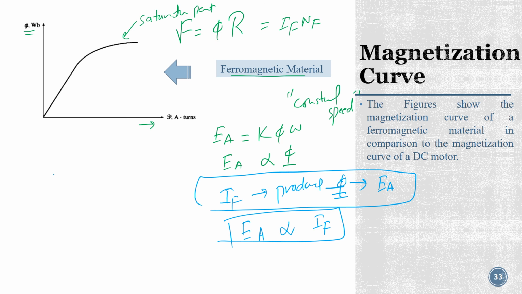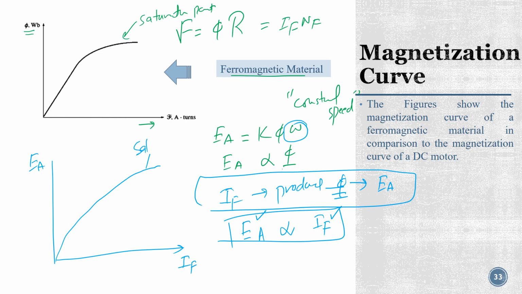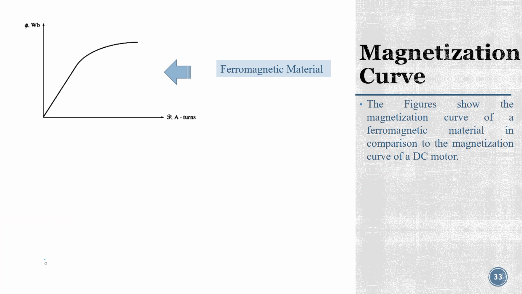So we can get a similar curve. For example, if this is IF and this is EA, as IF increases, my internal generated voltage will increase. We are talking about a fixed speed, so I will get a similar curve until it reaches the saturation point. This is the magnetization curve, derived for a fixed speed. The internal generated voltage is proportional to your field current, and field current is just VF divided by RF, right? So this is the magnetization curve for the DC motor, just a general understanding.